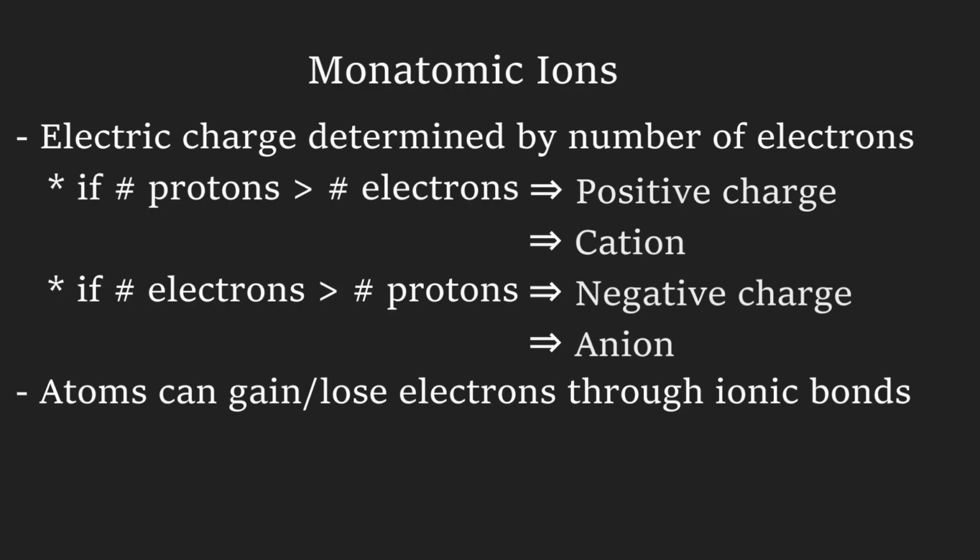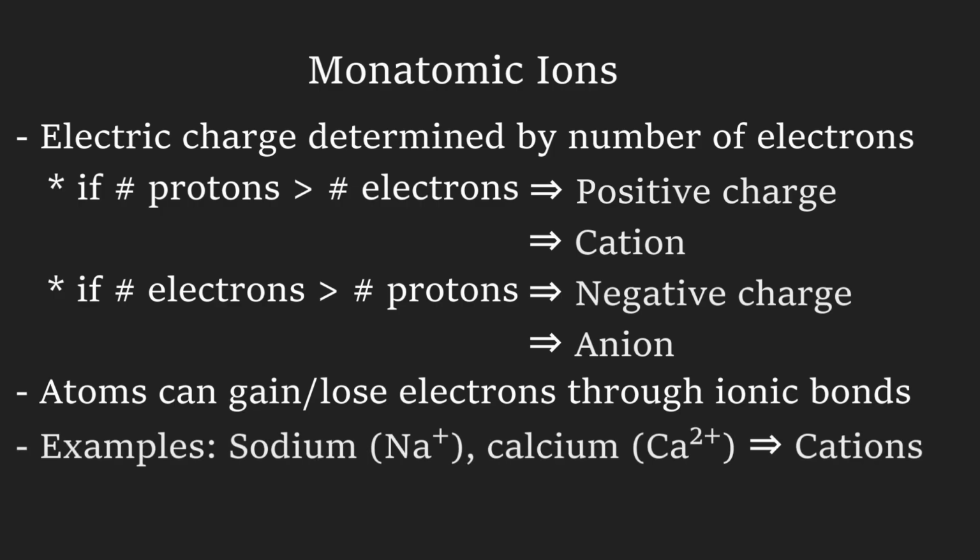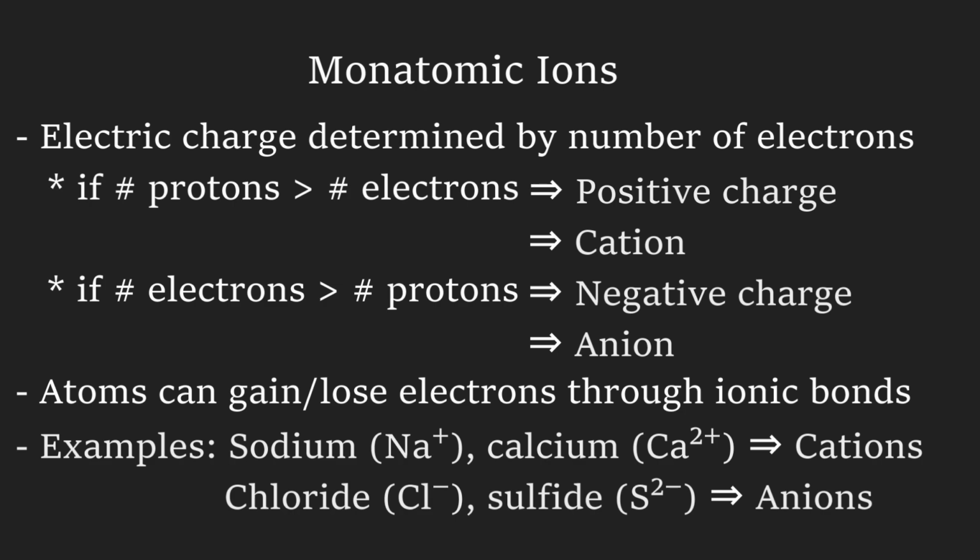Let's look at a few examples of monoatomic ions. For example, sodium and calcium are both monoatomic cations. Common monoatomic anions include chloride and sulfide. So much for the monoatomic ions. Now let's talk about polyatomic ions.